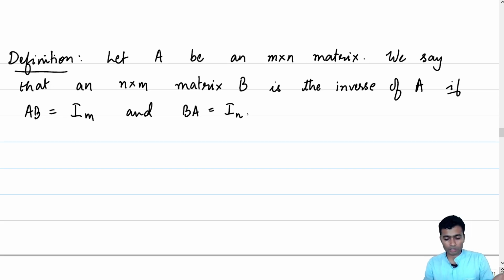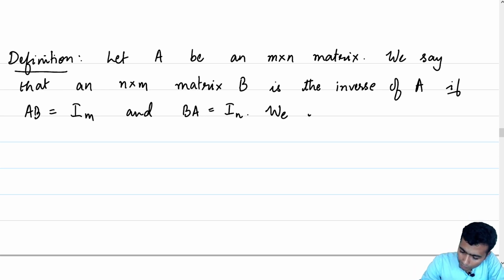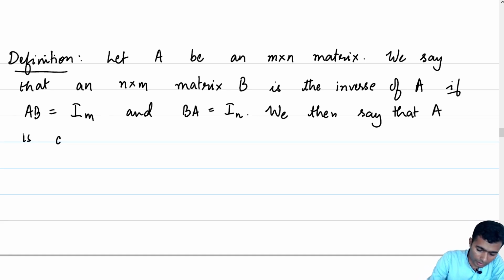So if you look at the product of these matrices AB, it will just turn out to be an M cross M matrix, and we demand that that matrix be the identity matrix. Similarly, BA is demanded to be the identity matrix of size N. So we say that the matrix B is the inverse of the matrix A. We then say that A is an invertible matrix.